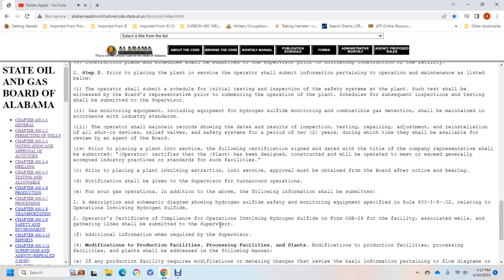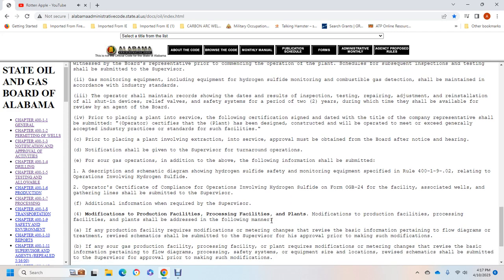2, the operator certification complying with the operations involving hydrogen sulfide, OGB 24 form, of the facility, associated well and gathering line, submitted to the supervisor. F, additional information required by the supervisor. 4, modification of production facilities, processing facilities and plans. Modification of production facilities, processing facilities and plans should be addressed in the following manner.